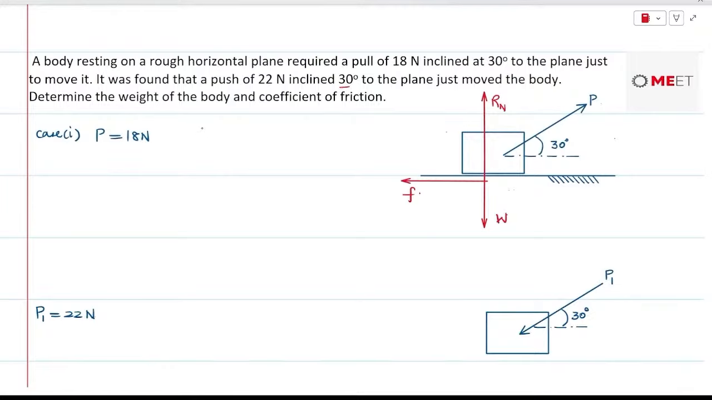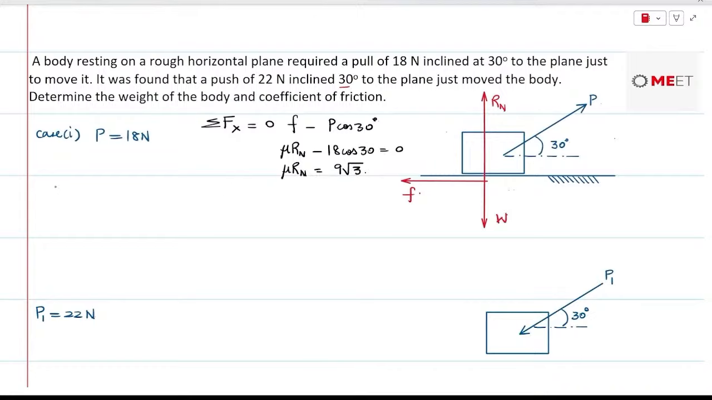So now here if we take up the equilibrium of forces, that is sigma Fx equal to 0, that is F minus P times cos 30 degrees, that is equal to 0. So this is mu times Rn minus P, which is 18 cos 30, equal to 0. So mu Rn is 18 cos 30, which is 9 root 3.